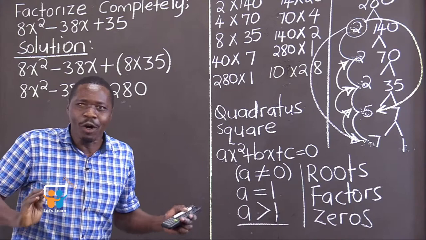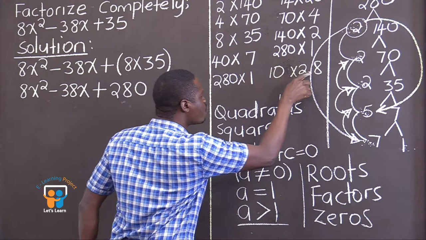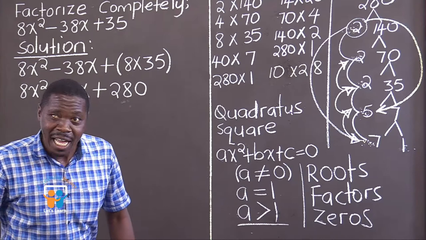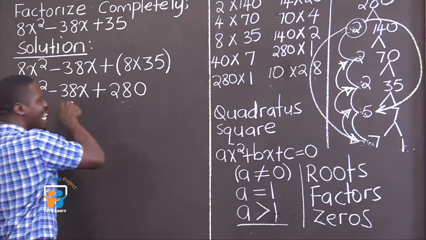Is there a possibility of multiplying 10 times 28 and you end up with 280? Yes, that possibility is there. Is there a possibility of adding a 10 and a 28 and you get a negative 38?